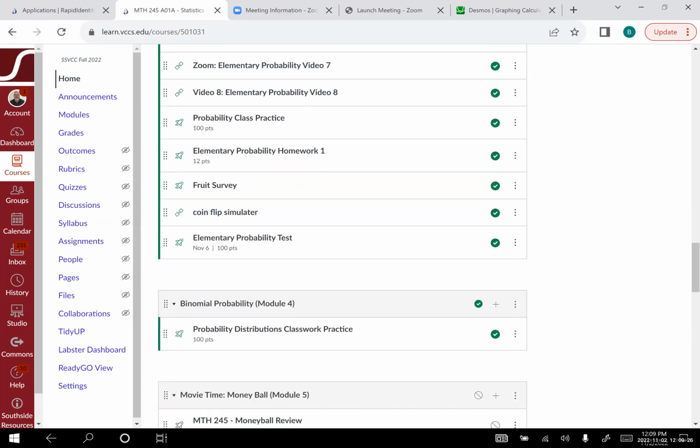It's titled binomial probability, but I'm going to go over in general what probability distributions are, and then what binomial probability distribution is. One of those, it's a specific one. Can you understand my voice okay? Yes. Okay, it's a little rough.